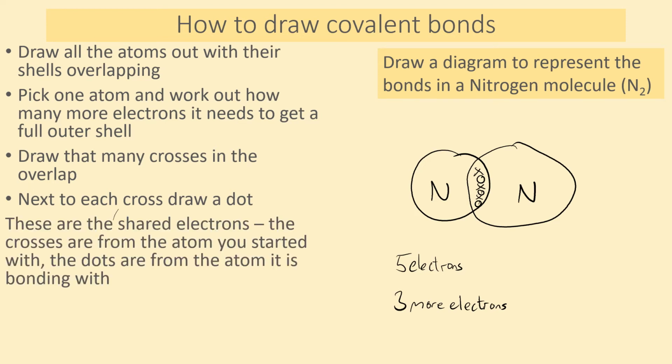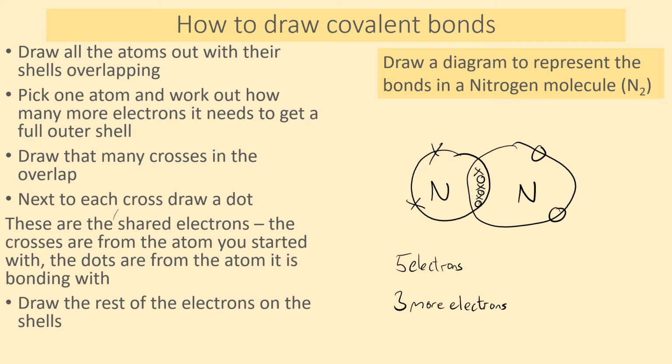So they're my shared pair of electrons. And I need to draw the rest of my electrons. So my nitrogen here had 5 electrons. I've drawn 3 crosses. So I need to draw 2 more. Done that one. And on this side, I've drawn my 3 dots. So I need to draw 2 more.